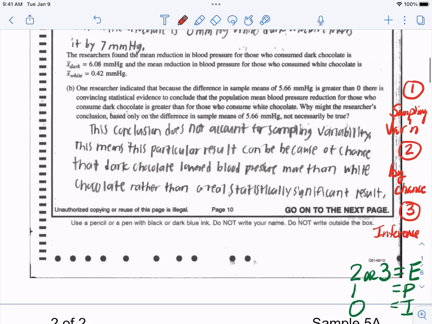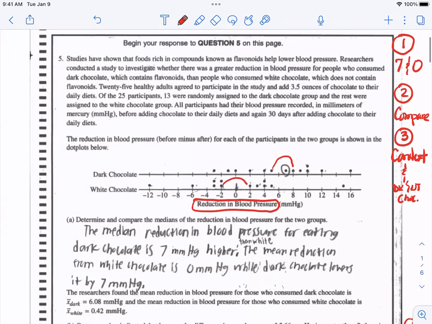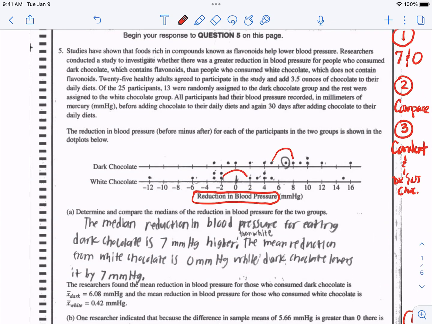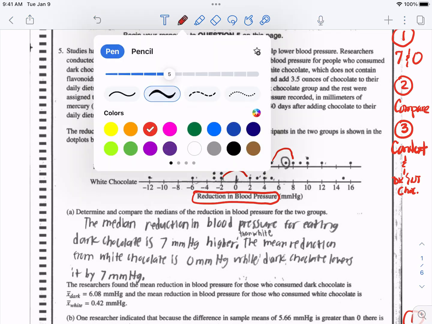Now let me go back. I actually forgot to officially score this. I was going to show where this student had all 3 things. So let's go back and make sure we can see where students got this full credit.